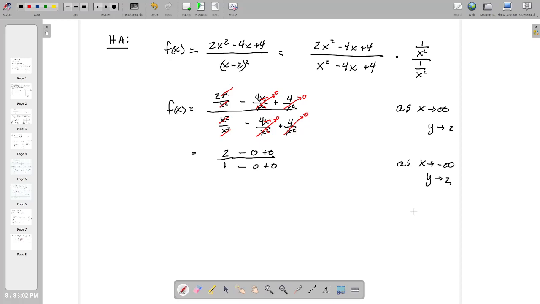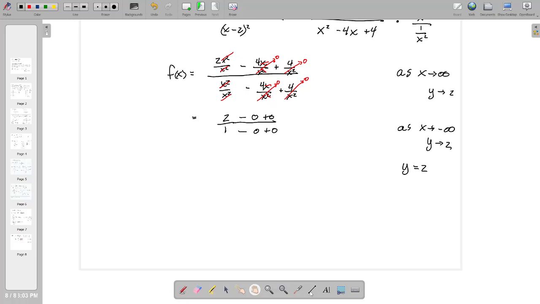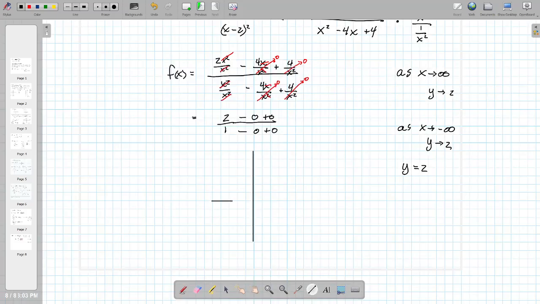So now we have our horizontal asymptote. As x is going to infinity, and as x is going to negative infinity, y is approaching 2. So our horizontal asymptote is y equals 2. Now here, the trick is to know whether or not we're going to 2 from above y equals 2 or below y equals 2. Go ahead and graph what we know right now.